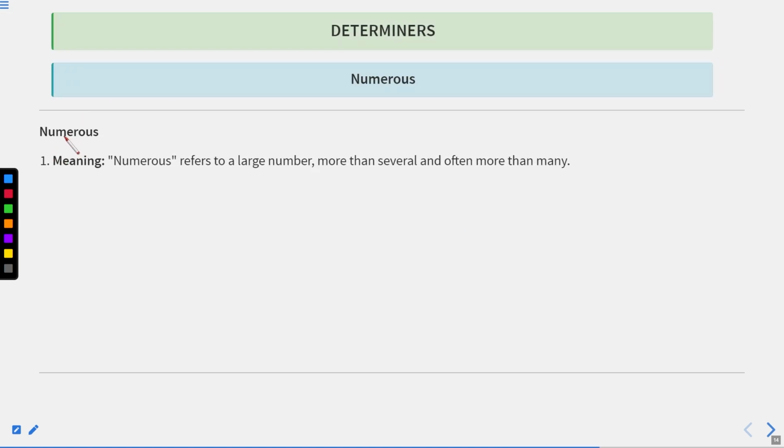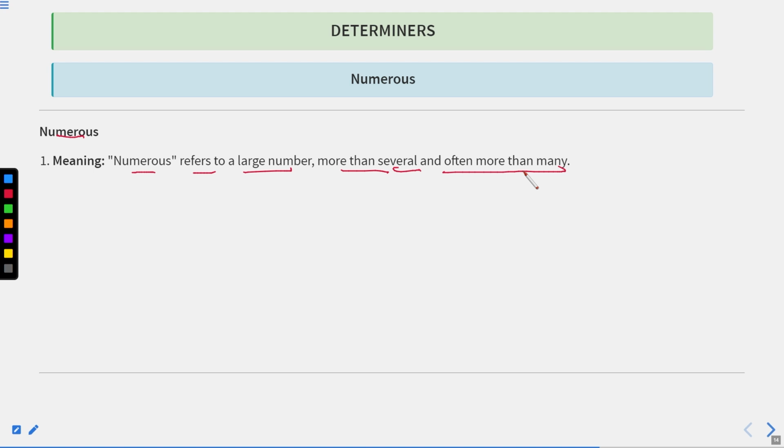Here we have another word, that is numerous. Now numerous is somewhere related to numbers. Meaning numerous refers to a large number, more than several, and often more than many. Numerous means a large number of things. It means when something is in a large quantity. There we can use the word numerous. Numerous means number plus various. It means numerous of something. It means an extremely many number.